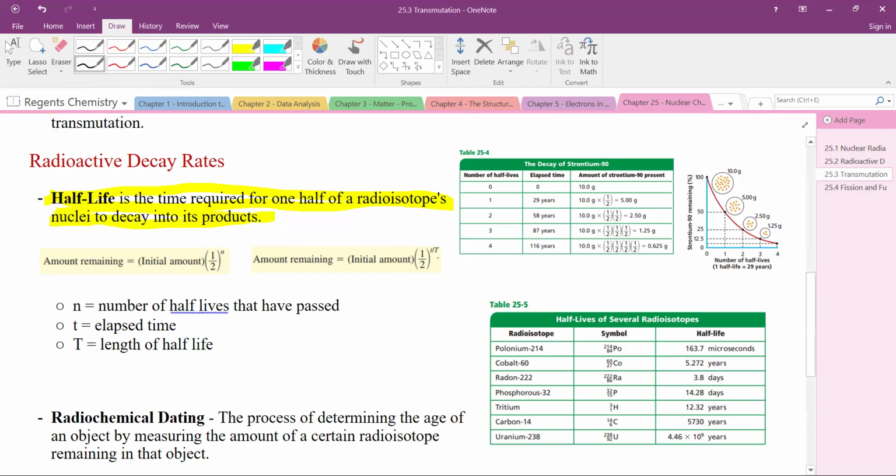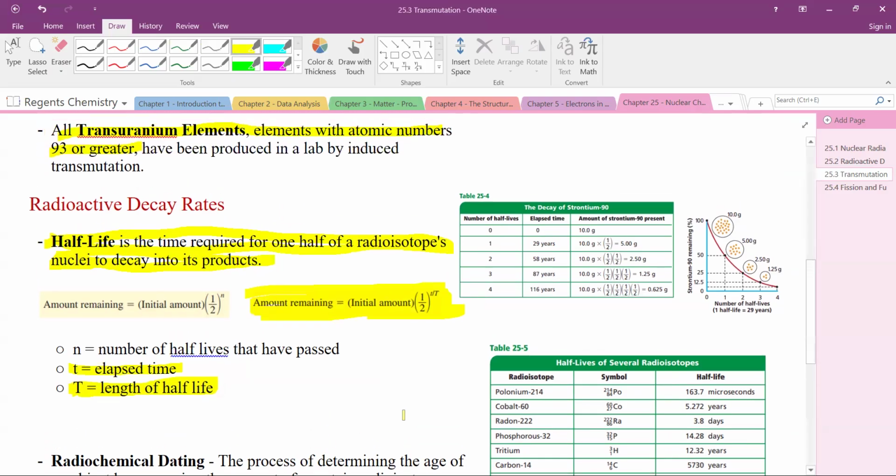Okay. So what we can do instead is use this potentially more useful formula here, which would be the amount remaining is equal to your initial amount times 1/2 to the power of the elapsed time, lowercase t, divided by the length of your half-life, which would be capital T. Okay. And with this formula, you can actually solve for the amount remaining. You can solve for your initial amount. You can solve for time and figure out how much time has passed. You could even solve for the length of a half-life, depending on what information you're given.